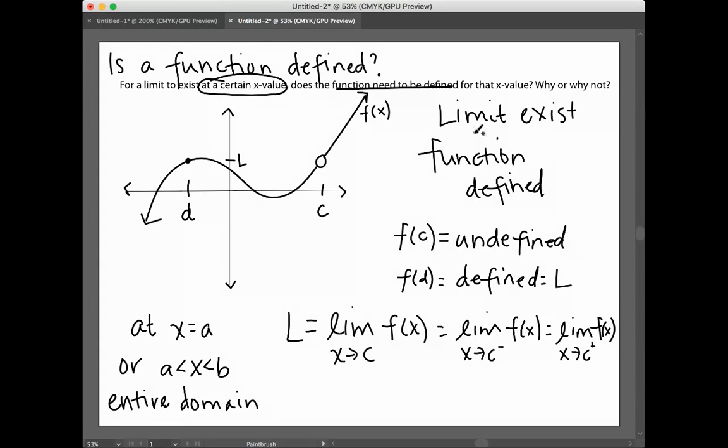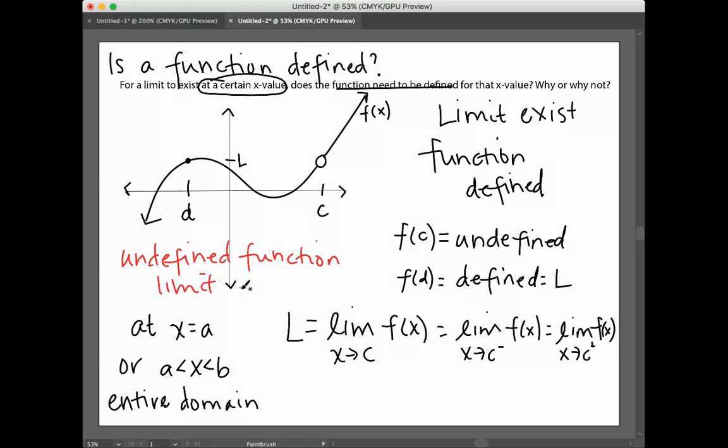So in order for a limit to exist, the function does not have to be defined. So you can have an undefined function where the limit exists. So that's entirely possible.